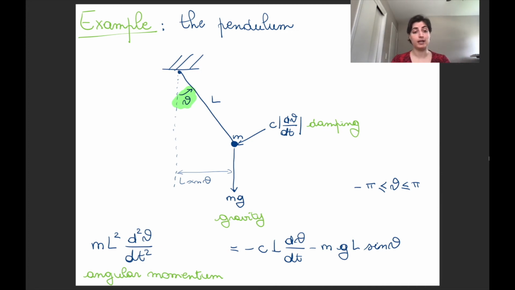F equals ma. The equation for the pendulum becomes m l squared, second derivative of theta with respect to time, so this is our angular momentum, equals minus c times L times d theta dt, that is the damping factor, and the gravity factor, minus mg, the force of gravity times the mass, times L sin theta.